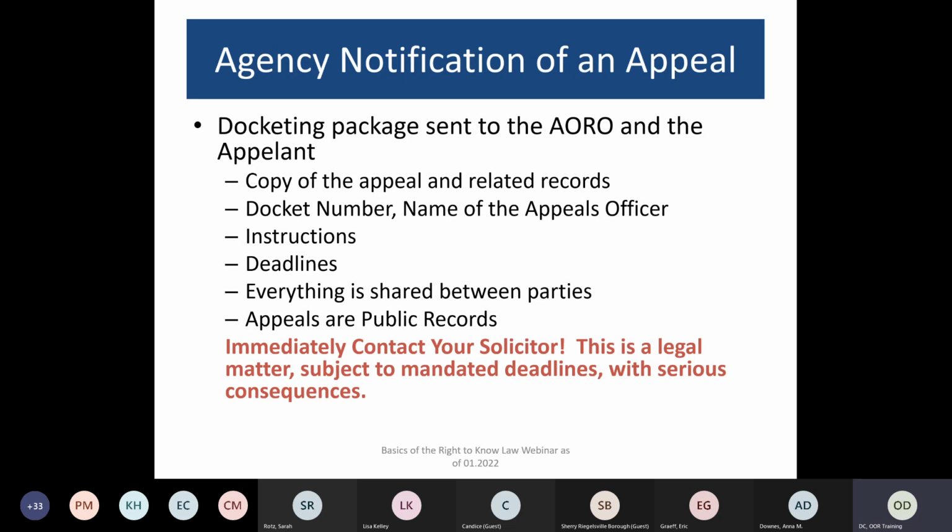Now, here might be the most important thing that you hear as a new agency open records officer, or maybe even one who's been around for a while. If you get notified of an active appeal from our office, do not walk, go to your solicitor and let them know. Okay, everything I've described up to this point is what we'll call an administrative process. Once an appeal gets filed, it is a legal process.